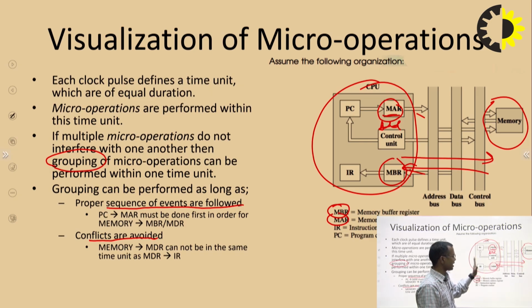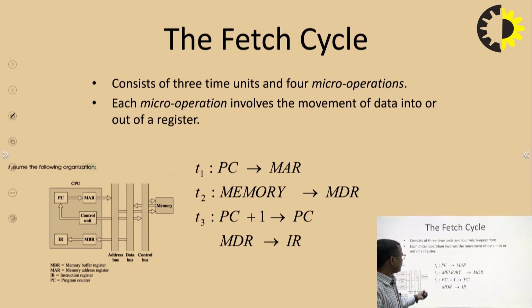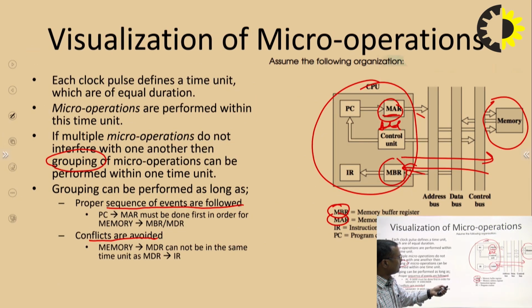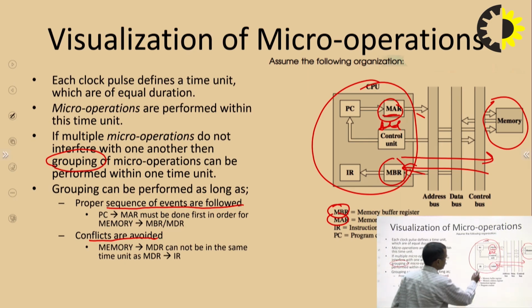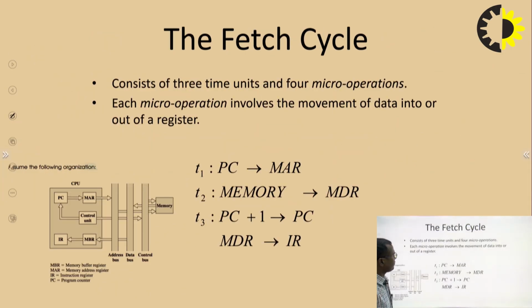Here, particularly in this diagram, it is going to the IR, because in the next instruction that we will discuss, this data is moving from memory to MBR, then finally to the instruction register. So this step is called the fetch cycle. What does fetch cycle mean? We have to bring a particular instruction from the main memory to the IR register.